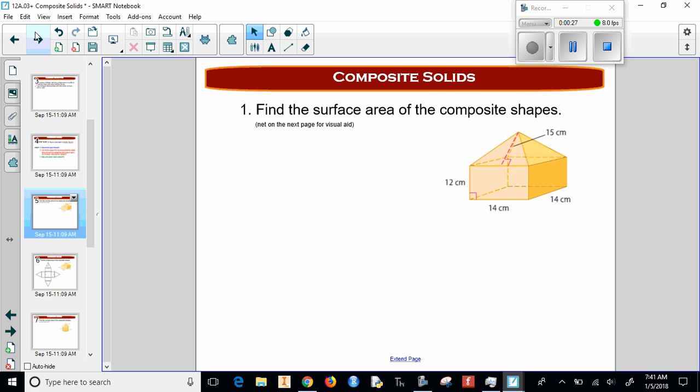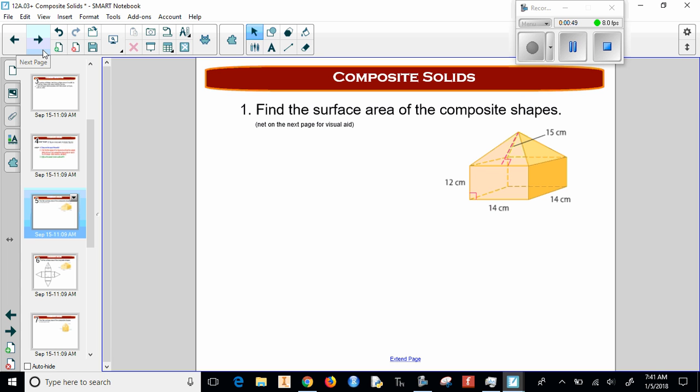Now, an example would be this. We have what looks like a rectangular prism, actually a square prism, because it's 14 and 14, with a square pyramid on top. If I want to break this down, I have a bottom, which is a square, 4 rectangles around the outside, and then 4 triangles.